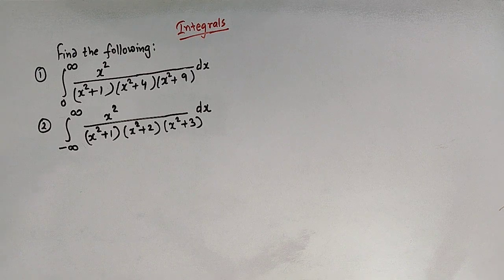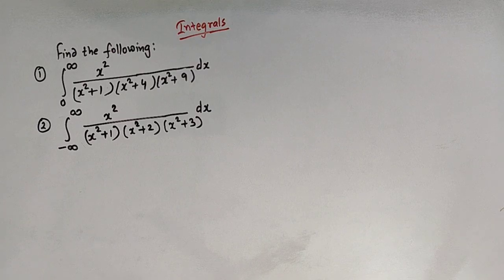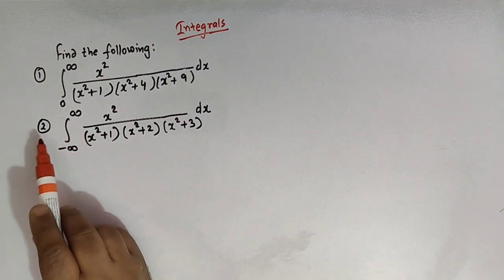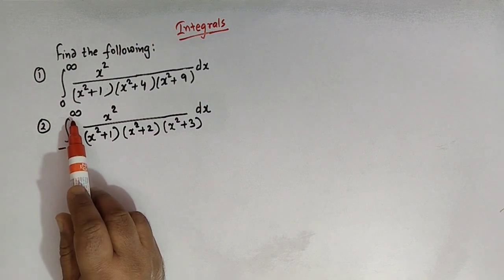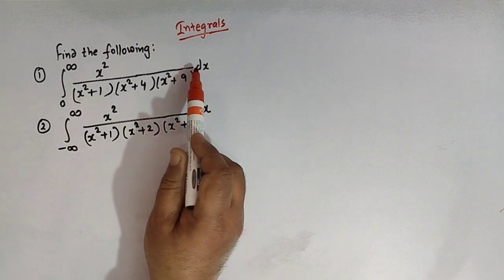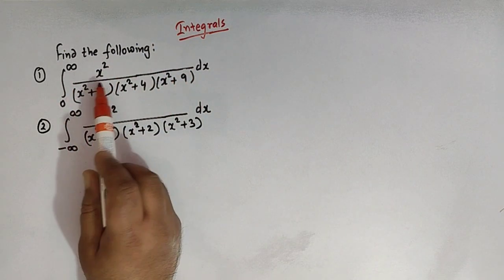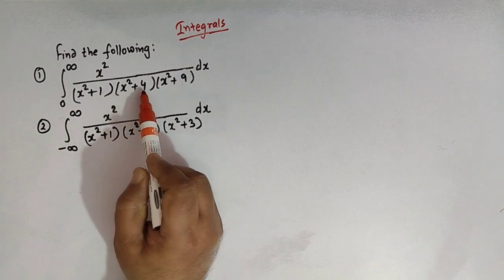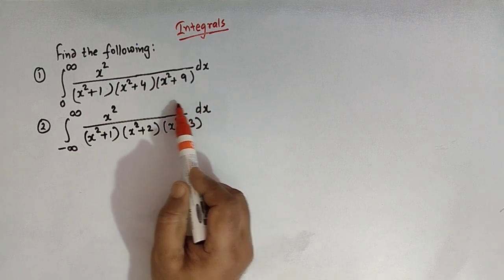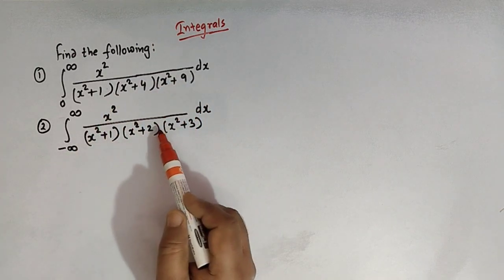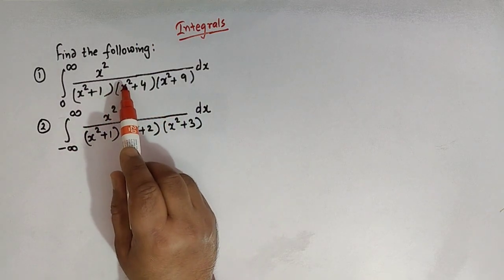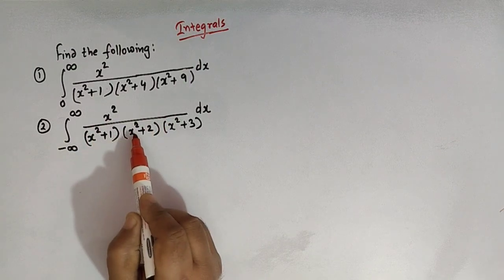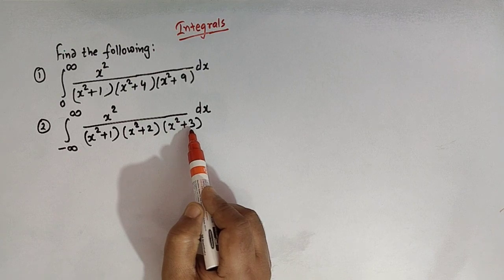So let us start. In the first integral, we have the limits from 0 to infinity, and in the second integral, the limits are from minus infinity to infinity. In the first integral, the integrand is x square over x square plus 1, x square plus 4, and x square plus 9. In the second integral, we have x square divided by x square plus 1, x square plus 2, and x square plus 3.